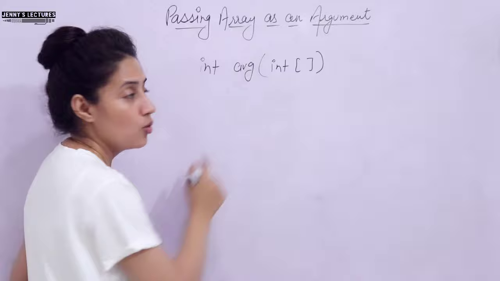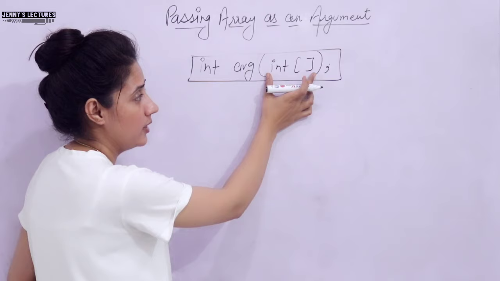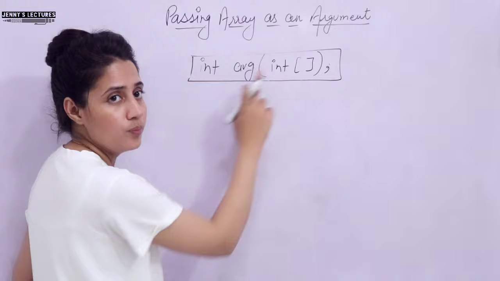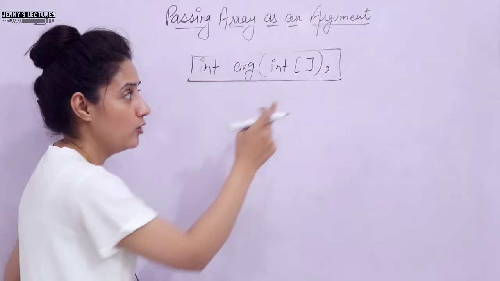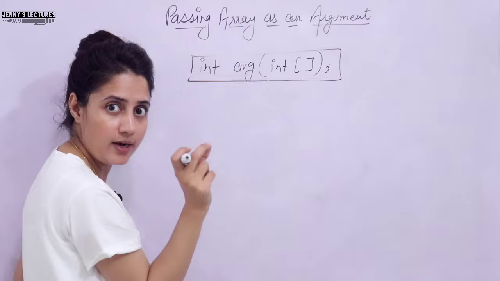let me just show you that thing. The declaration of this average function, and here as an argument, I'm expecting that it would pass an array. So here there is no need to write down the name of the array. Only you have to tell that this should be of integer type and this would be an array. That is why we are writing these subscripts. Right, this is a simple declaration.